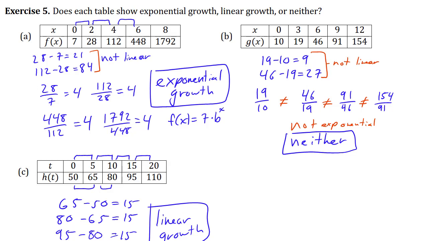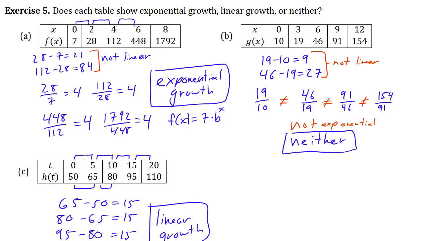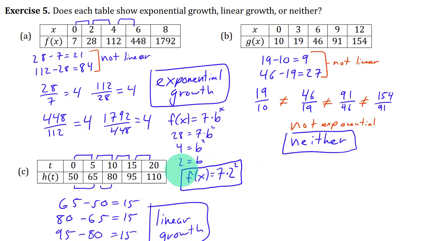So we know that if you plug in x equals 2, the result should be 28. And I want to figure out the b, so I'm going to try to get rid of the 7. Just divide both sides by 7. That's going to give you 4 equals b squared. That should tell you that b could be 2. So does that work? Can we say that f of x is 7 times 2 to the power x?